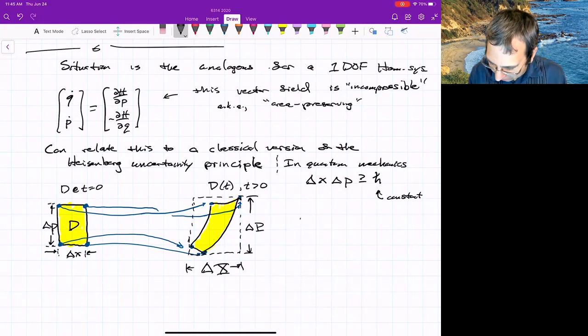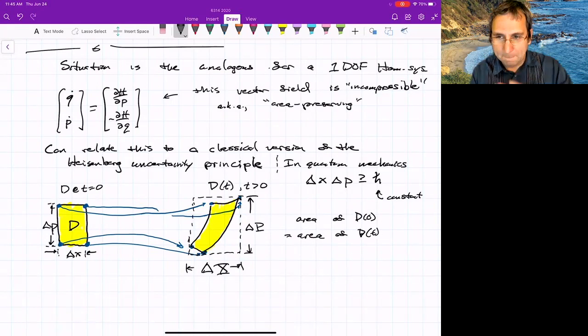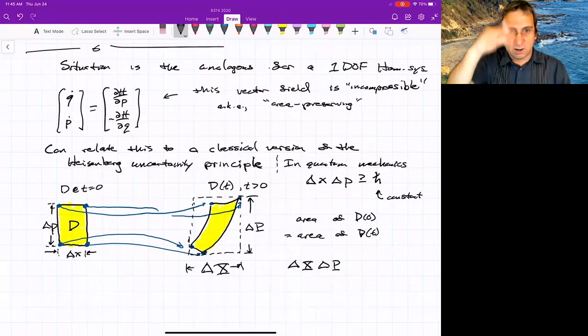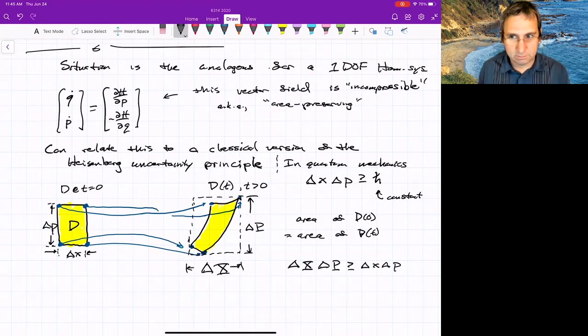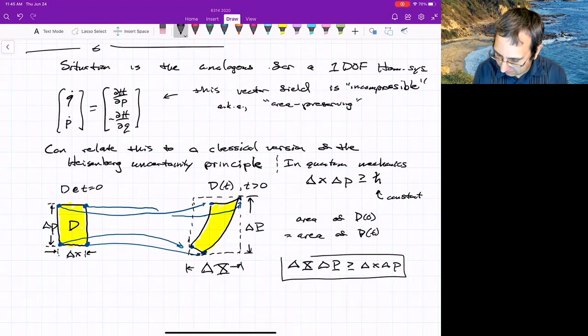Now the area of D at time 0 needs to equal the area of D at time t, but that circumscribing box may have gotten bigger. Probably did. So we could express that as delta X, delta P. In some sense, their uncertainty in both directions is going to be greater than or equal to delta X, delta P, the original area, the original circumscribing box. So in some sense, uncertainty grows.